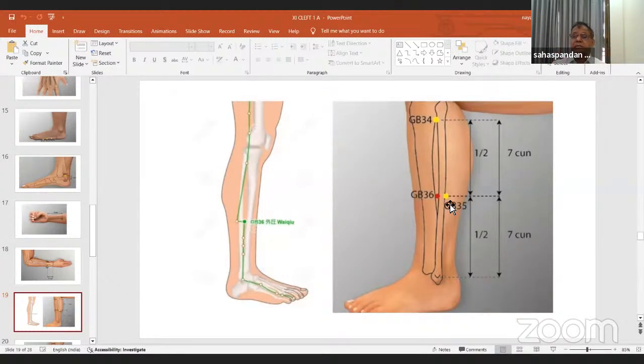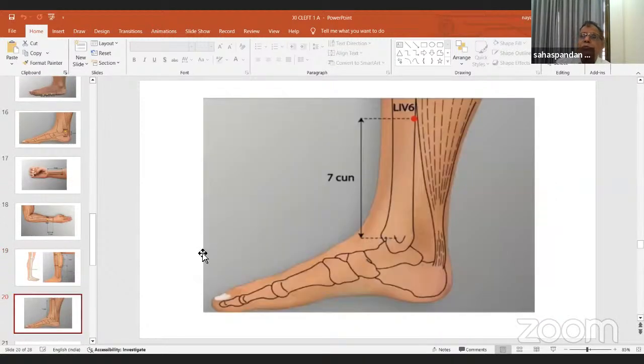Liver 6. See this liver 6. So liver 6 is indicated for the stasis of blood in the uterus, Shin disorder, and lower abdominal pain. This is the liver 6. And bladder 59, bladder 59 is the Xi-Cleft point for the Yang motility vessels.